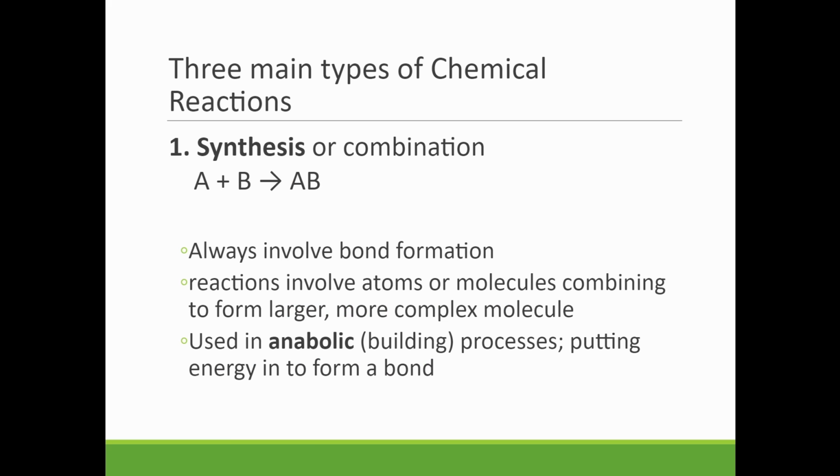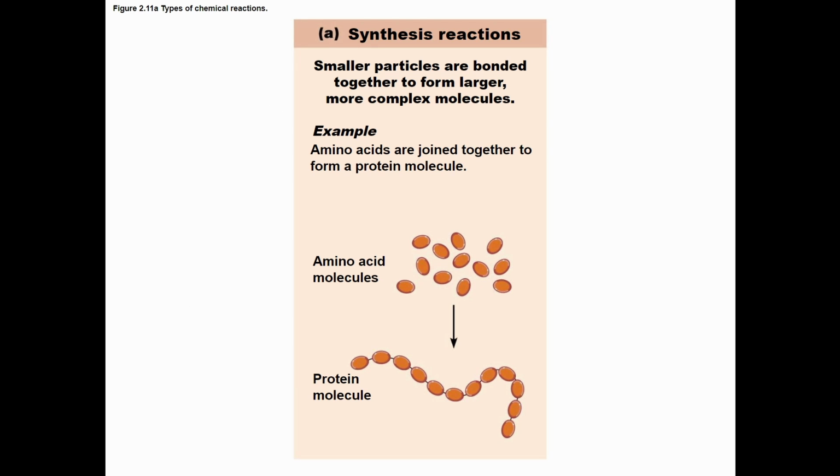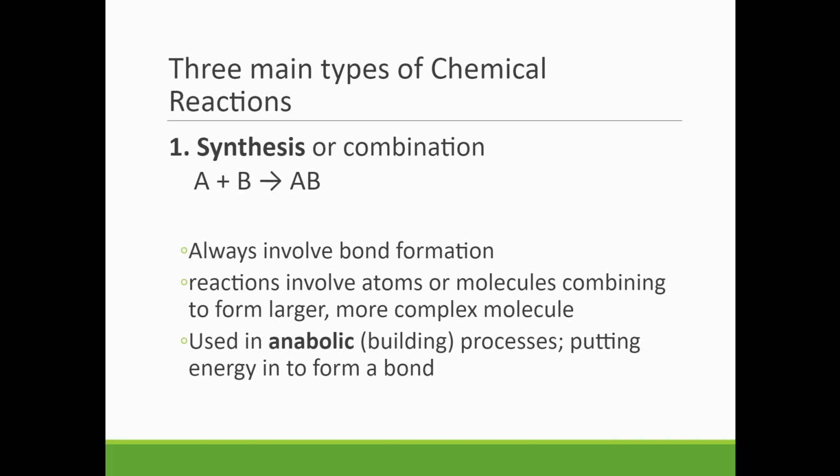There's 3 main types of chemical reactions: a synthesis or combination, where we are taking small things and putting them together, like these amino acid molecules coming together and building a big protein molecule. These always involve a bond formation, and they're reactions that involve atoms or molecules combining to form larger, more complex molecules. In biochemistry, which will be our next topic, the smaller molecules are usually called monomers, and the bigger molecule is called a polymer. And the way they're put together is using anabolic or building processes that require energy to form a bond or to make a bigger thing.